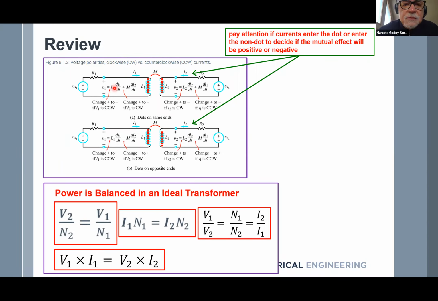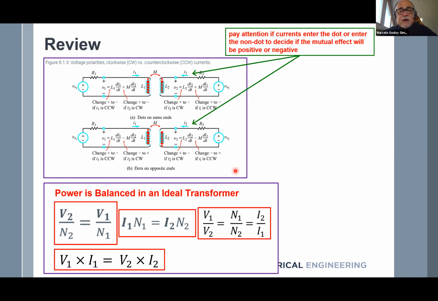Great. And sometimes we use this to define our circuit analysis. When you have a circuit with self-inductance and a mutual, one way is to define these equations, but then you have to pay attention if you should have a plus or a minus in the mutual effect.